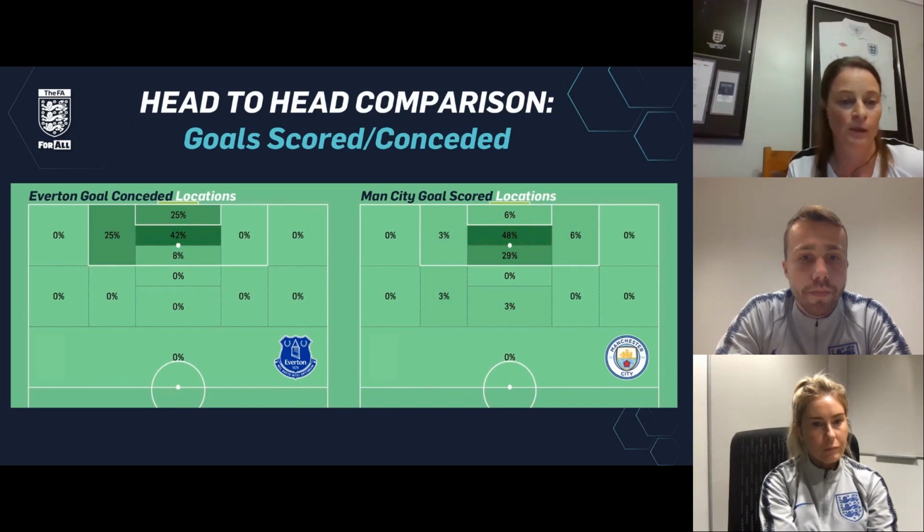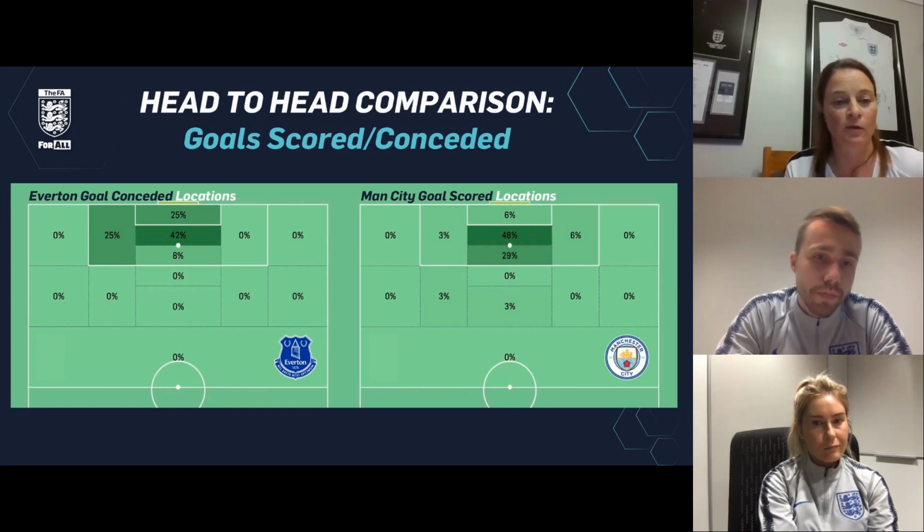The numbers are there, but we can delve into that a little bit later on in terms of what we're looking for. But that's a key element for us, where they tend to concede as well. So we're looking at that right-hand side. It's quite clear that around that 18-yard box is something they need to do. It'd be lovely if we all could have that as coaches, so we're mindful of that as well.